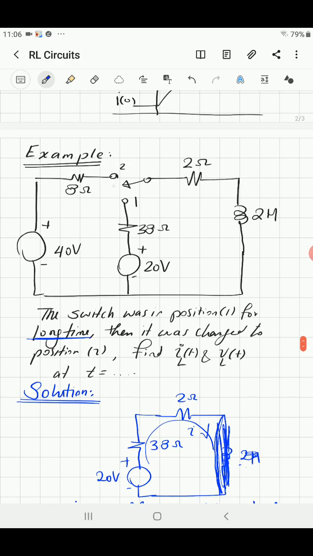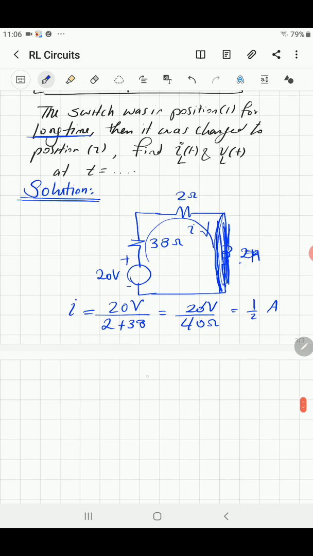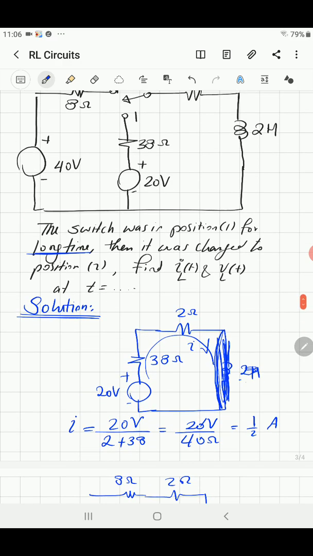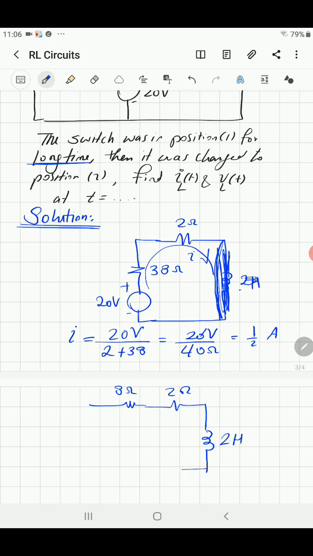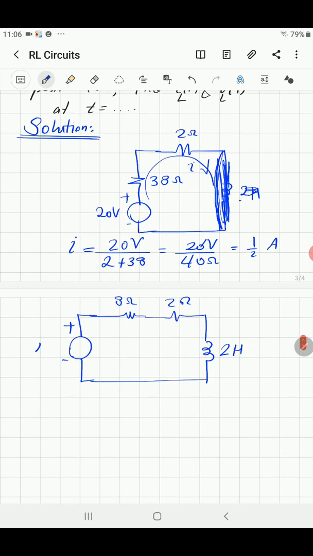Now the switch goes from 1 to 2. Let's remember the inductor has inductance equal to 2 Henry, with 2 ohm, 8 ohm, and 40 volts. So you have 2 ohm and 8 ohm, the inductor equal to 2 Henry, and a power supply equal to 40 volt. It's closed, but they didn't say for a long time. They ask about finding the current and the voltage across the inductor after 5 milliseconds.